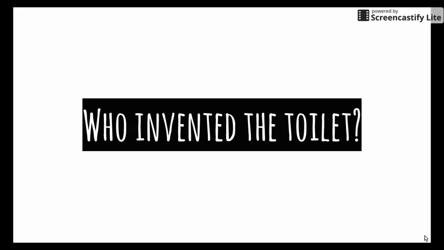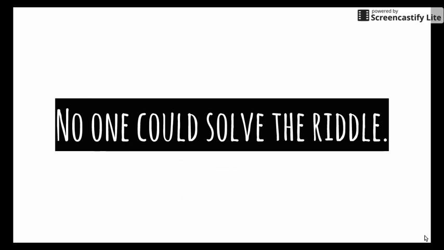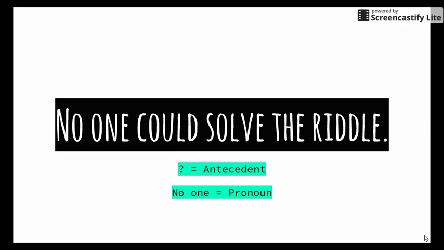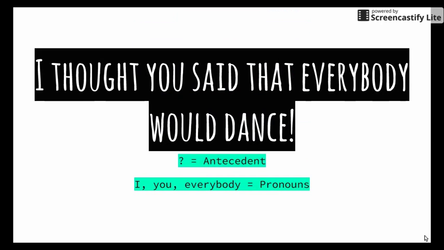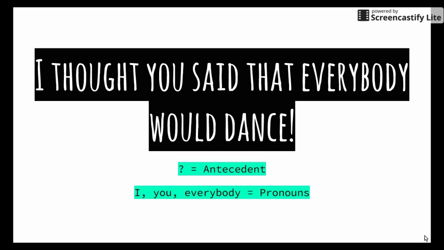But sometimes the antecedent isn't actually a word in the sentence. For example, who invented the toilet? We've got no antecedent, but we do have a pronoun, who. Here's another one. No one could solve the riddle. We've got no antecedent, but we do have a pronoun, no one. Let's look at one more. This one has three pronouns in it, but no antecedents. We have, I thought you said that everybody would dance. The pronouns I, you, and everybody are used in the sentence, but there's no antecedent.